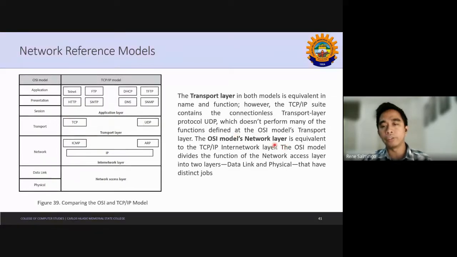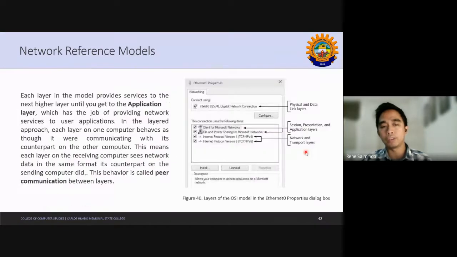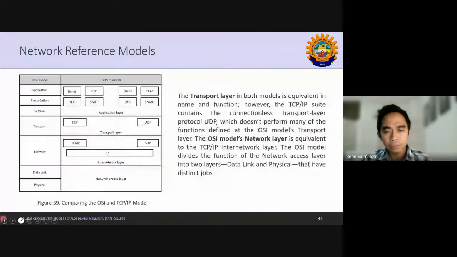And in the OSI model, the network layer is equivalent to the TCP/IP internetwork layer. So all of these are network layer in OSI, while in TCP/IP it's going to be your transport layer, and your internetwork layer works with UDP. And the OSI model divides the function of the network access layer into two layers: data link and physical. So this is your network access layer.